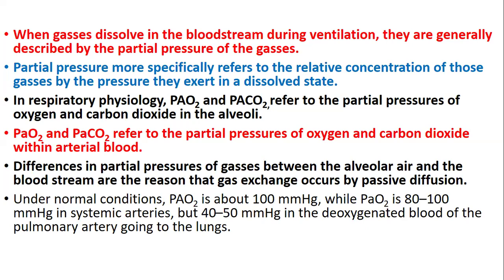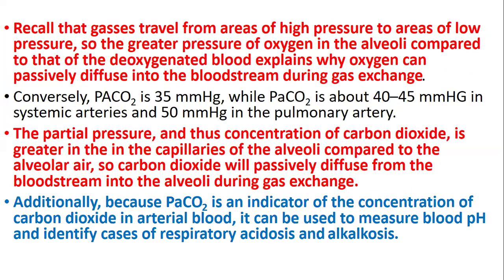Differences in partial pressures of gases between the alveolar air and the bloodstream are the reason that gaseous exchange occurs by passive diffusion. Remember, diffusion is the movement of particles from a region of higher concentration to lower concentration. So if carbon dioxide is more concentrated in the blood, it is going to move from higher concentration to lower concentration, and oxygen, being higher in concentration in the alveoli, is also going to move from higher to lower, and that is what allows for gaseous exchange to occur.